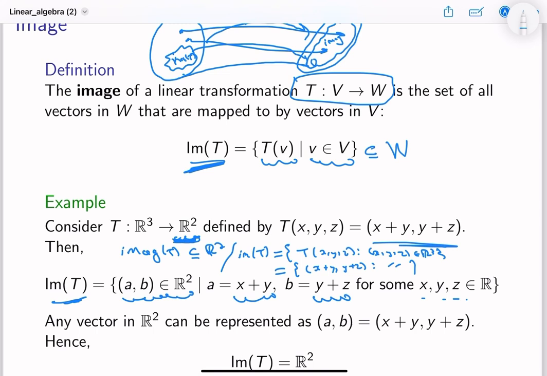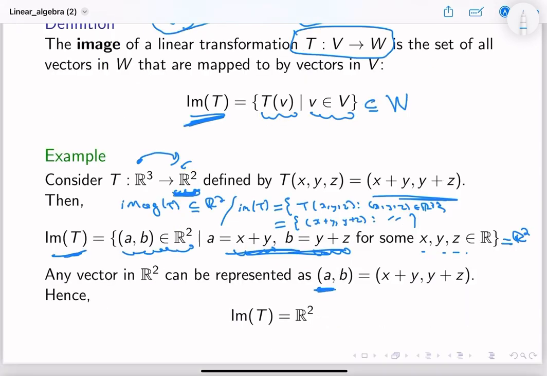So you don't stop here, you do something more to understand what this set is. It turns out that this set is in fact equal to R2. And how do you show that? You want to show that every vector in the image gets hit by the linear transformation. So for every vector in R2, there's some vector here that goes to it. And to see this, let me show you why the image is R2.